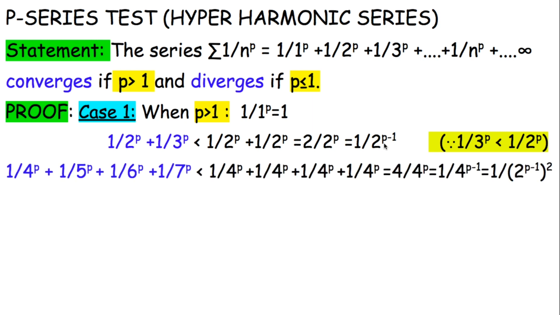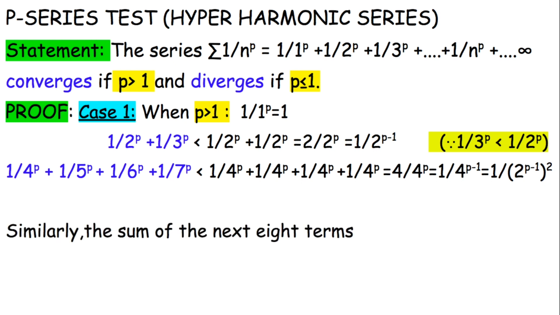Now let's go further in order to find some property of the series. As we go further, we get that 1 upon 4 raised to power p up to 1 upon 7 raised to power p is always less than, as usual, the corresponding bound. This is because 1 upon 5 raised to power p is always less than 1 upon 4 raised to power p.